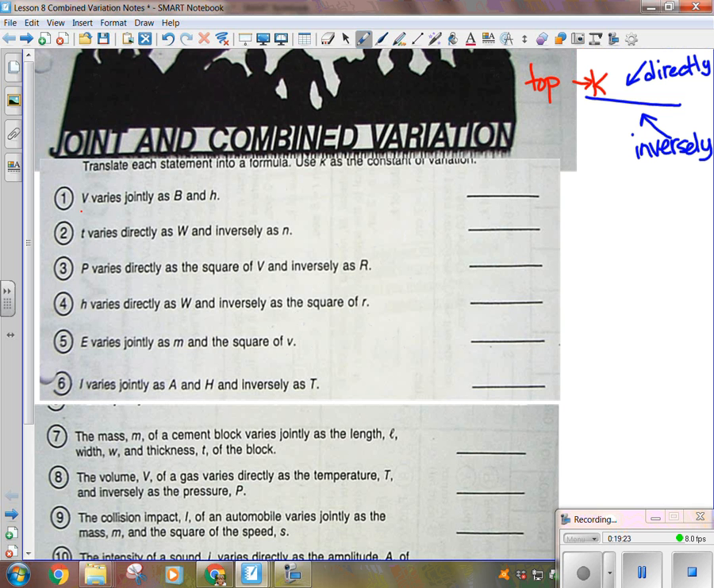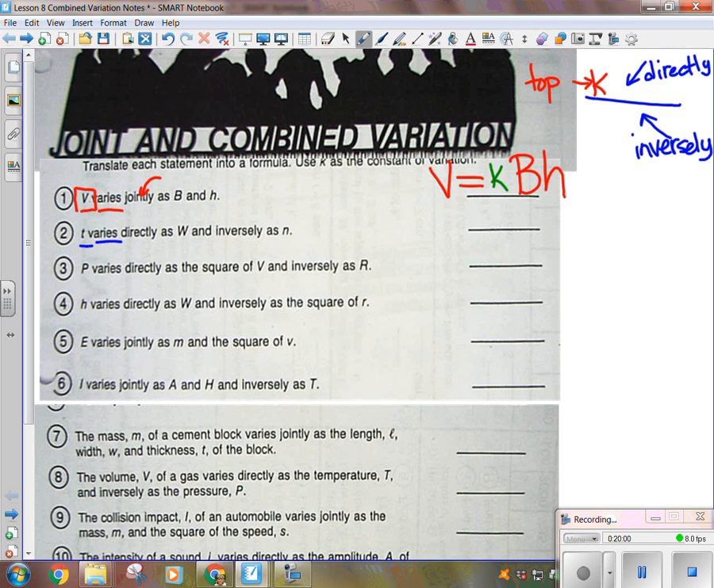Let's do number 1. If it's the first thing I see, guess what the first letter is I write? V varies. I'm going to say V equals. Now remember, what was jointly a code word for? Directly. Let me give you a hint. Unless it expressly says inverse, you will not have a bar. Nope. There's no B and A. It's B and H side by side because there's no inverse. Every equation should have constant what? Constant K in it. So always put a constant K in the front.